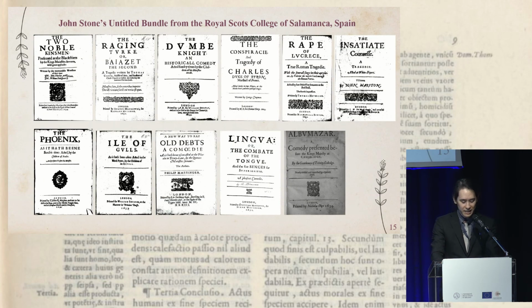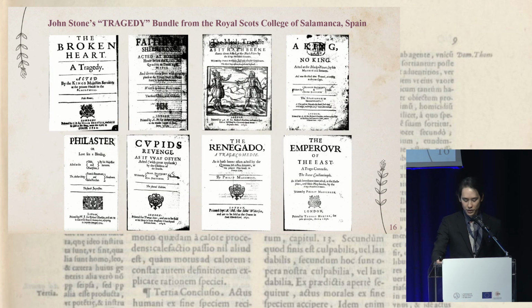We might see something like this at work if we look at John Stone's recent discovery of 2 uncatalogued early English playbook bundles from the 1630s at the Royal Scots College of Salamanca in Spain. This is the uncatalogued bundle in order from left to right, top to bottom. And this is the tragedy bundle.